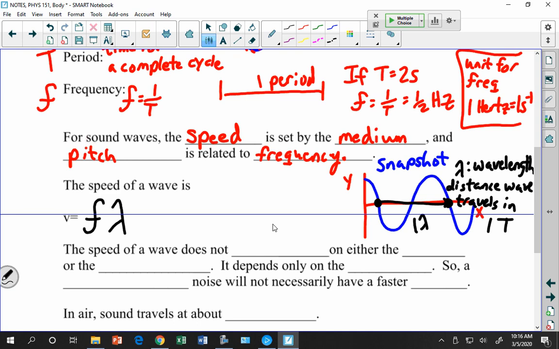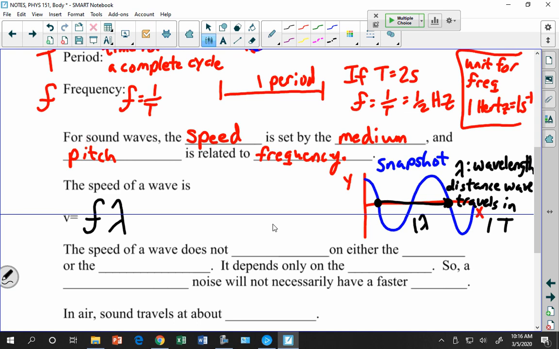Oh, but wait, you say. I just said, and you wrote it down, I think, that the speed of the wave is dependent upon what? Remember the hot gas, cold gas? The speed of the wave is dependent upon what? The temperature of what? Starts with an M, ends in an M. Medium, right? So the speed of the sound wave is dependent upon the medium. Different media will make the sound wave travel at different speeds. But here I'm saying that the speed of the wave is equal to the frequency times the wavelength.